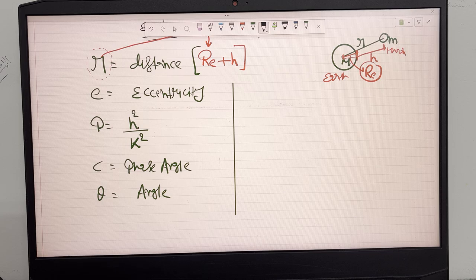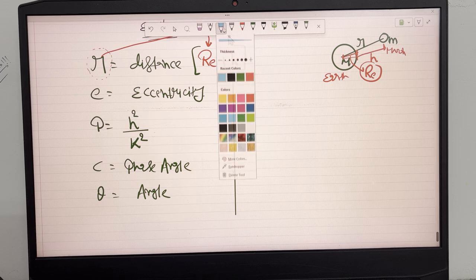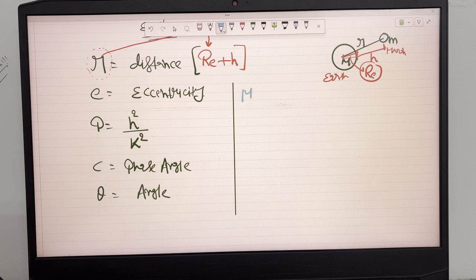I'm giving you some constant values that we have to remember always. Although it will be given in the question, if it is not given, you have to write your own. So what is the mass of Earth? It is 5.972 into 10 to the power 26. I'm taking it exactly.